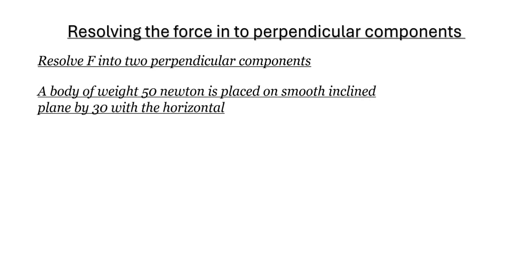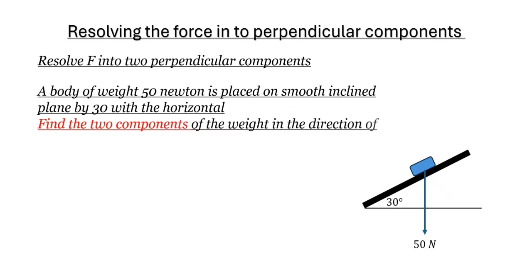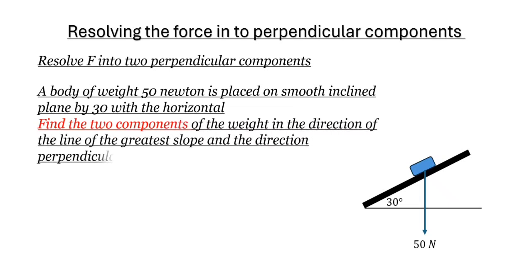Okay, the body of weight 50 Newton is placed on a smooth inclined plane. Inclined plane like this plane makes angle with the horizontal equal 30 degrees. We will put a body with weight 50 Newton. We want what? We want the component of this weight in direction what? In the direction of the line of the greatest slope.